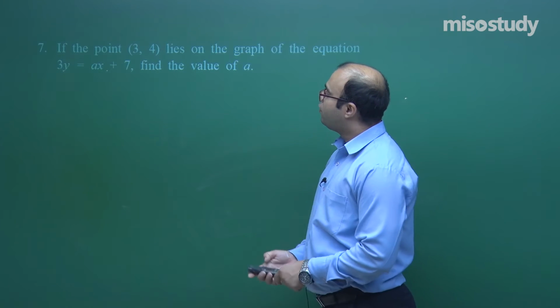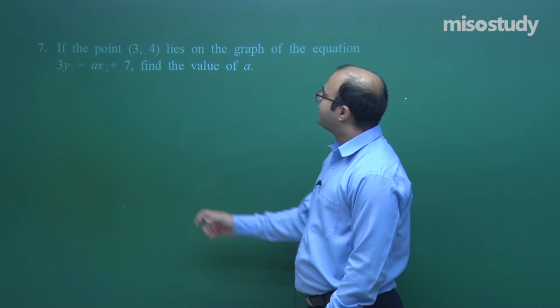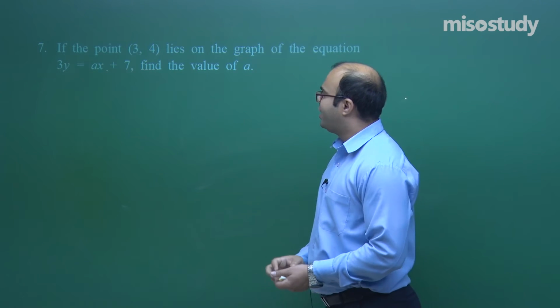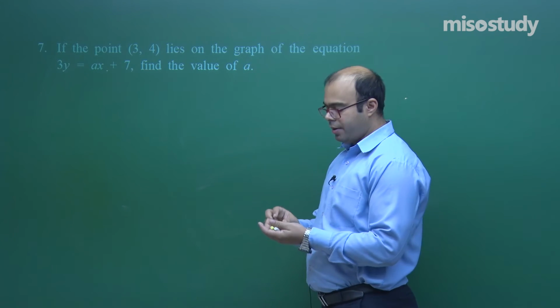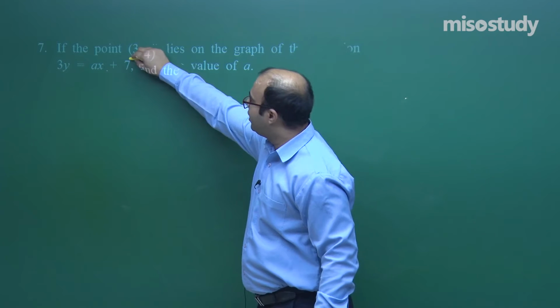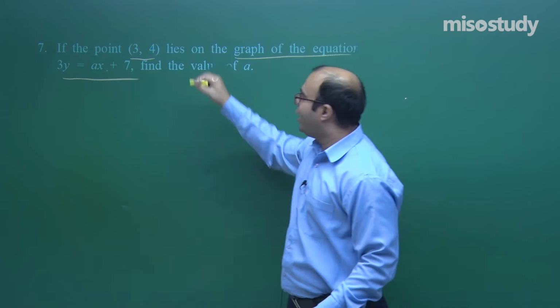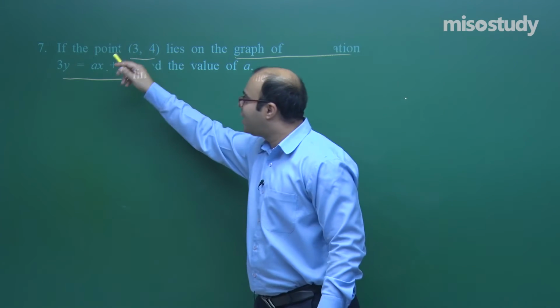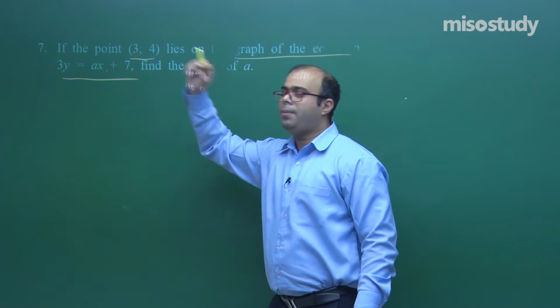Next question is also of 2 marks. If the point 3, 4 lies on the graph of the equation 3y is equal to ax plus 7, find the value of a. This question is similar to one more question which we did earlier. Here they are saying that this point lies on the graph of the equation 3y is equal to ax plus 7. That means this point satisfies this equation because it lies on that graph which is represented by this equation.